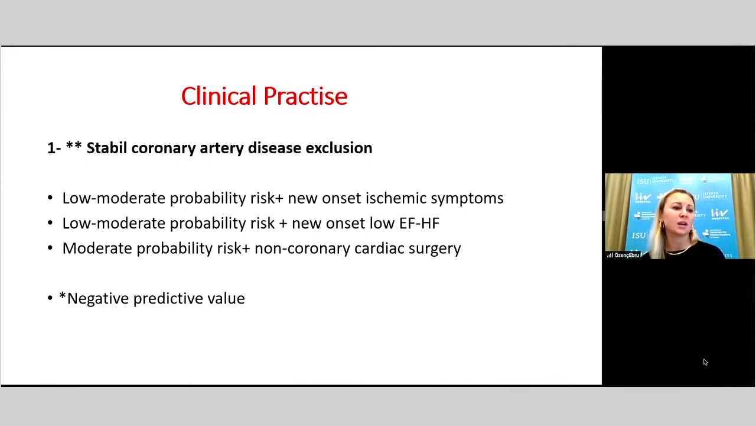It has a value, has a place as a class one indication, especially in this topic, because in low to moderate probability risk of coronary artery disease and new onset ischemic symptoms is an indication for coronary CT angiography. The other indication is low to moderate.